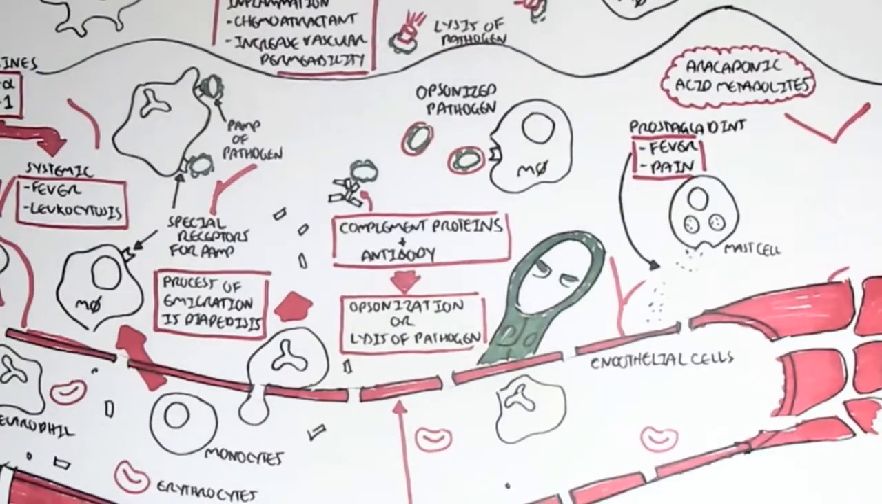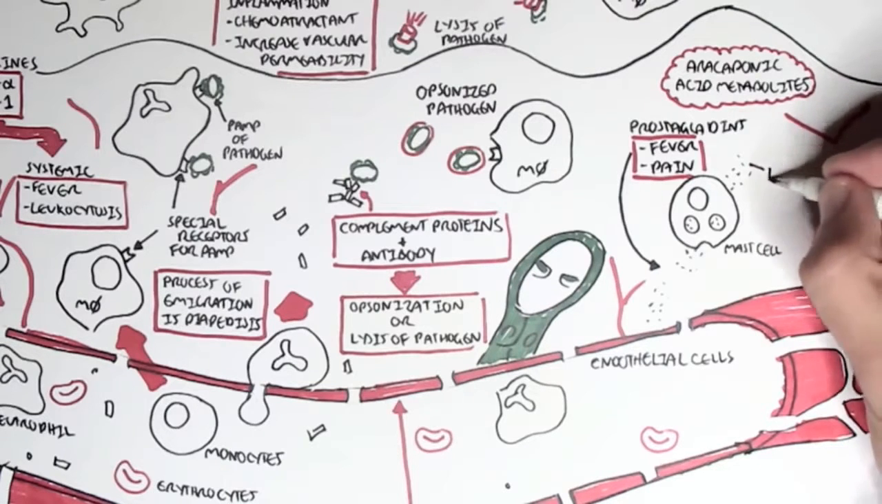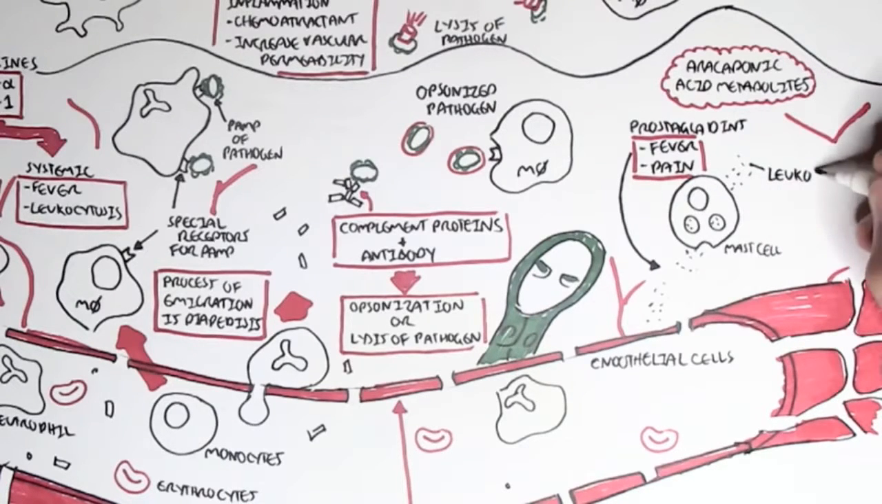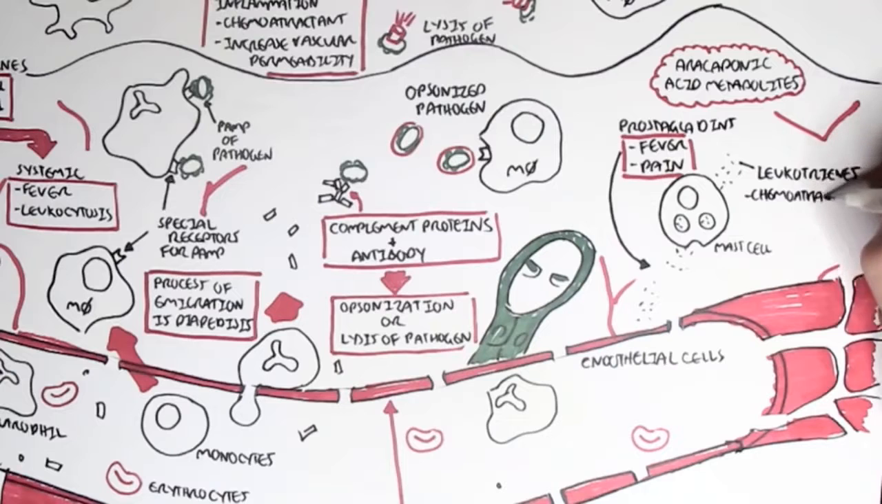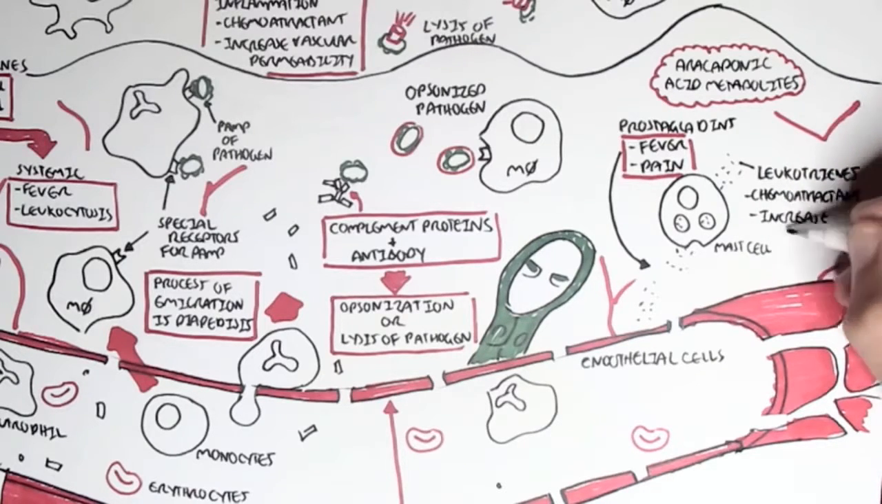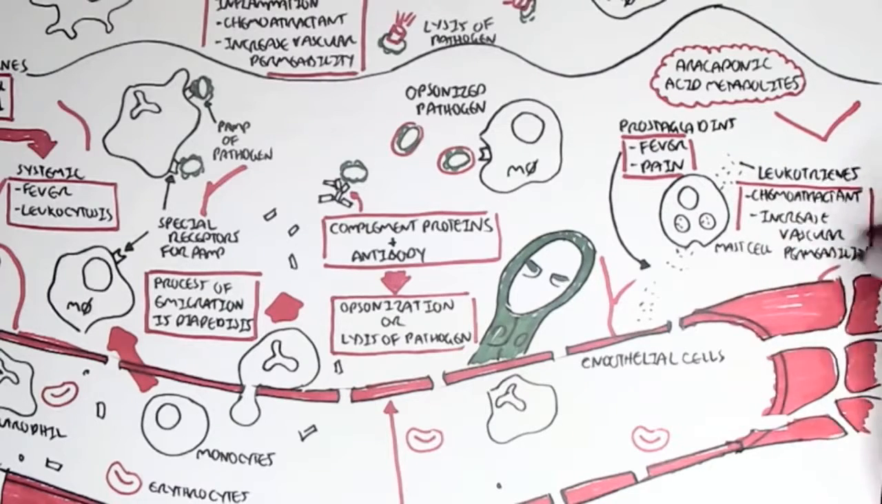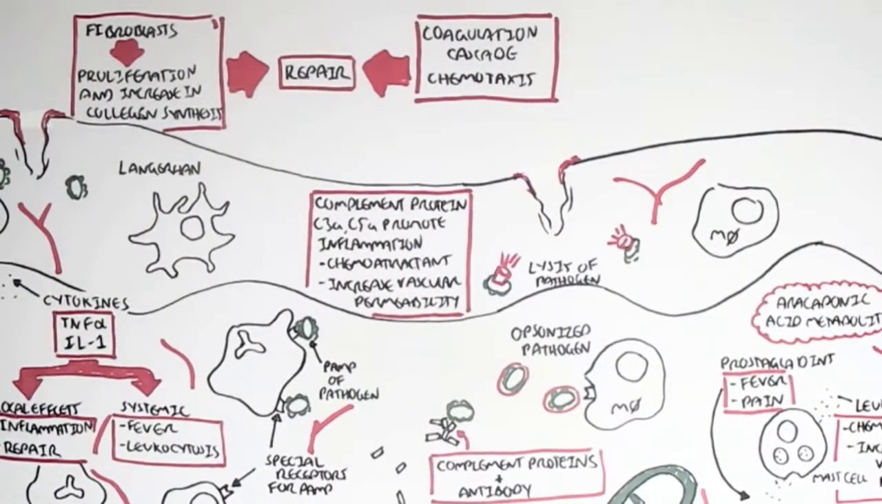Mast cells, again, as well as other types of cells, such as basophils, can also secrete leukotrienes, and these are also arachidonic acid metabolites. They work as a chemoattractant and also increase vascular permeability, and therefore they promote inflammation. So these arachidonic metabolites, the leukotrienes and prostaglandins, are cell-derived inflammatory mediators.